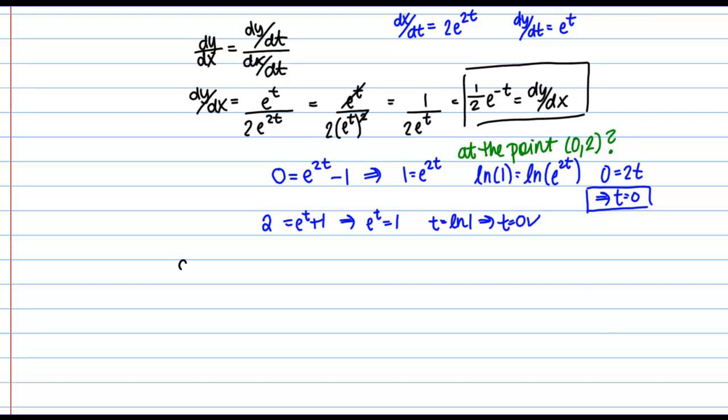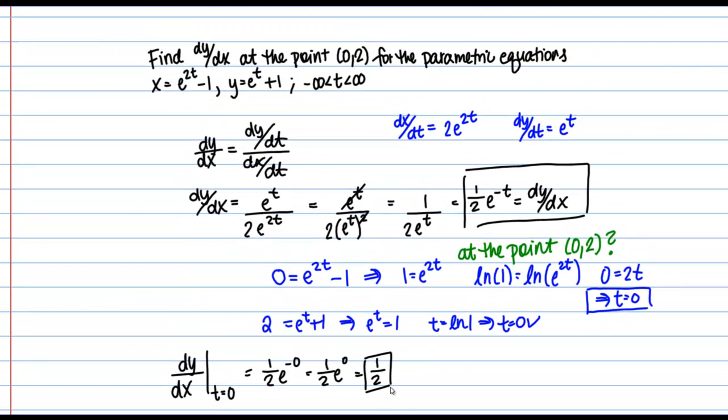So then what I want to do is evaluate dy/dx at t = 0. That's going to give me 1/2 e^(-0), which of course is just 1/2 e^0. e^0 is 1. So I just get 1/2 as my final answer. So 1/2 is the derivative, or the slope of the tangent line, for these parametric curves at the point (0, 2).